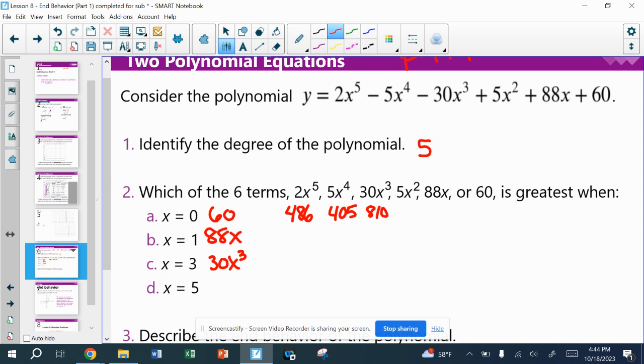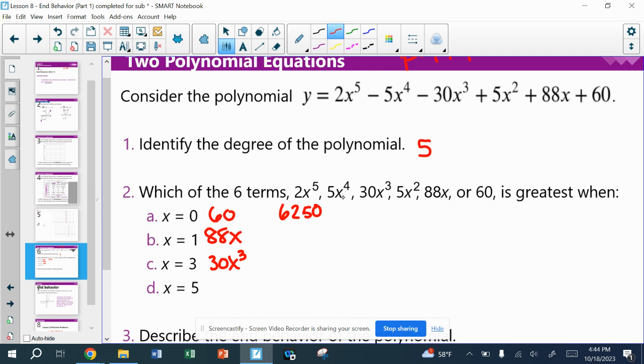And for that last one, when x is a 5, when I substitute x to the 5th power, 5 to the 5th power, trying this first term, 5 to the 5th power is 3,125 times 2, that's going to be 6,250.